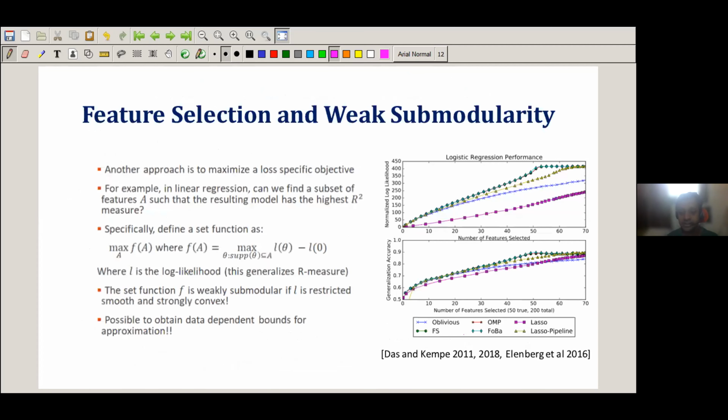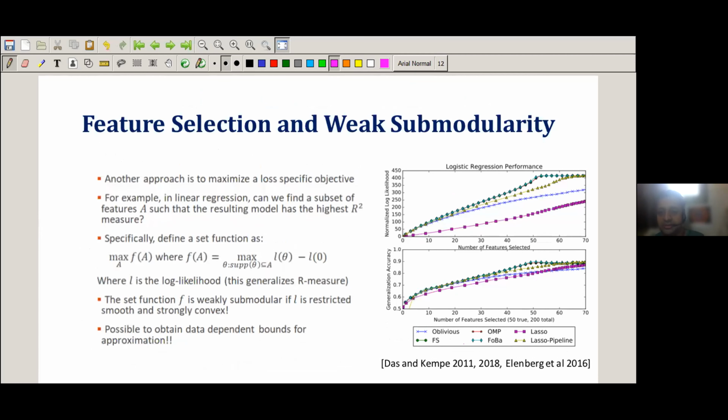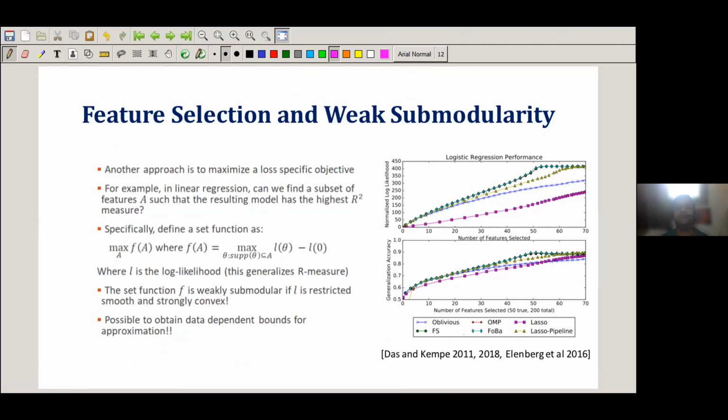This is also connected to weak submodularity. So what you can also do is maximize a loss-specific objective. For example, if you're doing linear regression, you can find a subset of features such that the resulting model has the highest R square measure. So you want to do an R square specific objective.